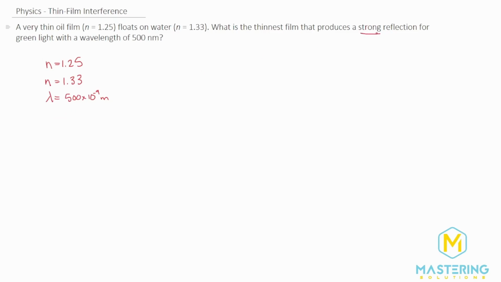So that strong reflection means constructive interference. And the thinnest possible film that we can have for constructive interference is going to be an m of 1. We talked about this in the last question too, but if we have an m of 0, then that would give us a film thickness of 0, which of course we can't have. We need some sort of thickness to it. So m is the smallest m value that we can use. And we're looking for t, what is the thickness?